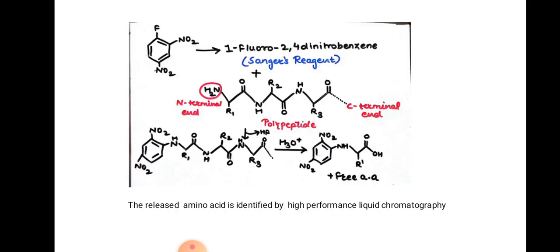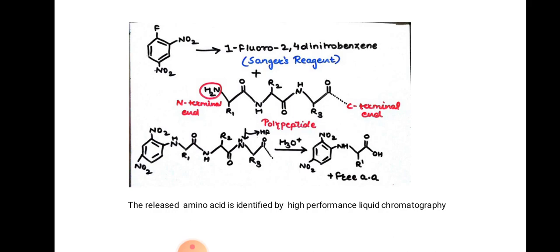If we use Sanger's reagent, which is 1-fluoro-2,4-dinitrobenzene, it reacts with the amino nitrogen of the N-terminal amino acid to form a derivative of the N-terminal amino acid. Upon acid hydrolysis, it cleaves all of the peptide bonds, leaving a mixture of amino acids, only one of which bears the 2,4-dinitrophenyl group.